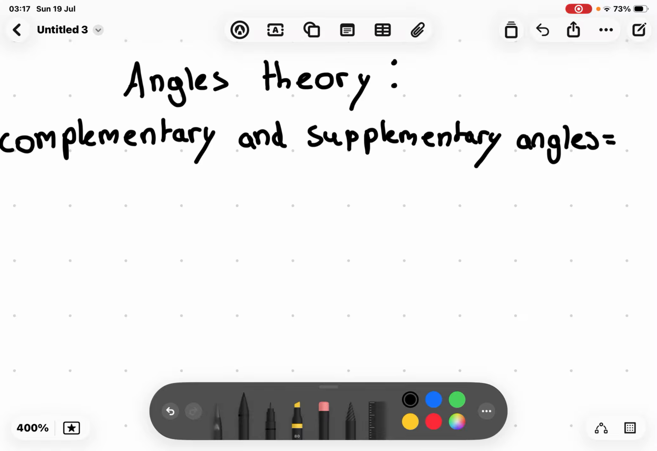Is theory even spelled correctly? Yeah, it is.